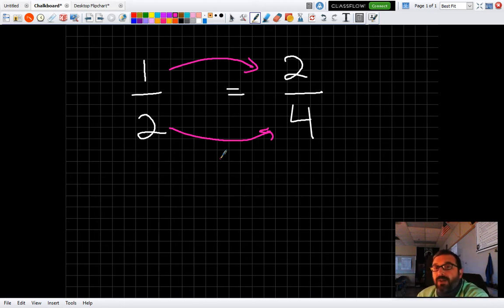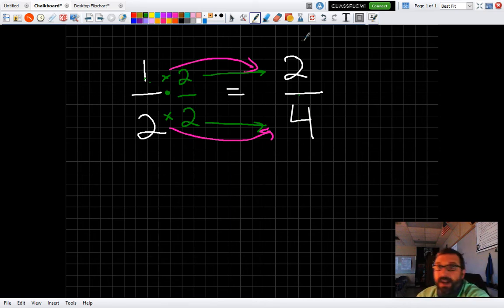We know that we can do that by multiplying the numerator and the denominator by the value of 1. Now, if I was to multiply this by 2 divided by 2, 2 divided by 2 is 1. So I'm going to multiply my numerators. 1 times 2 is 2, and 2 times 2 is 4. So we can see that this is just another version of 1/2.